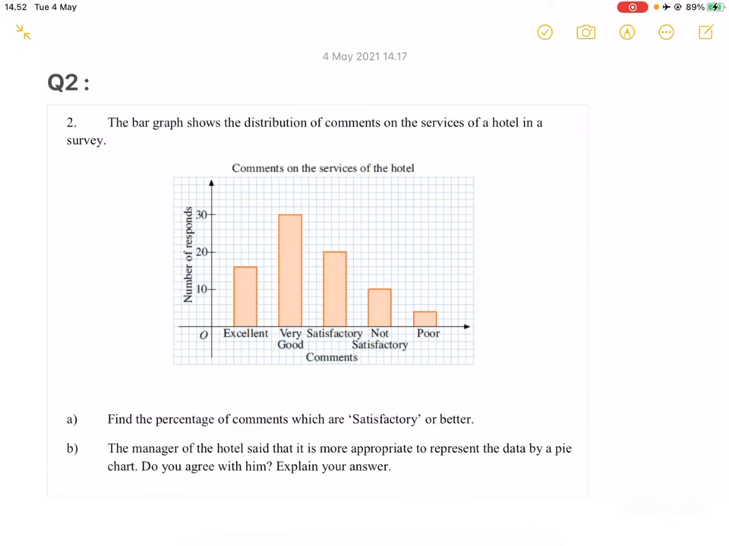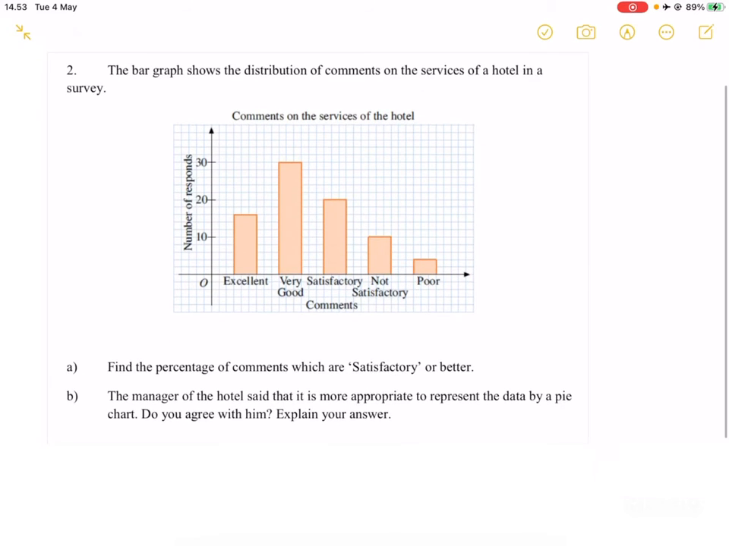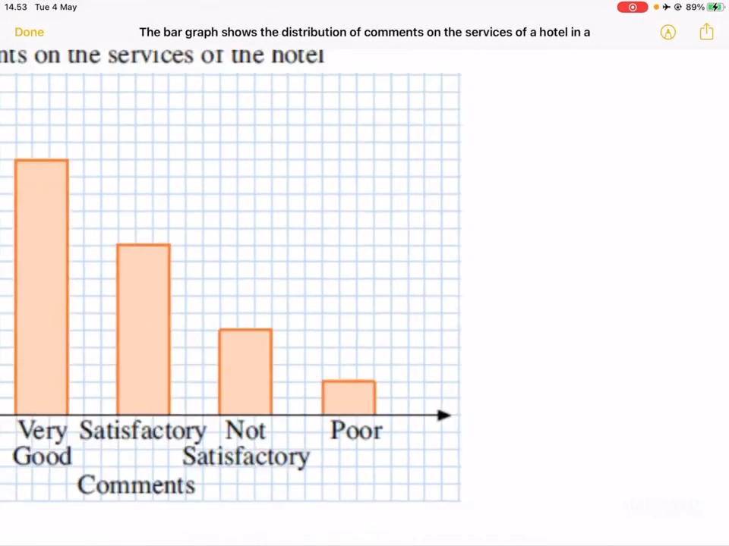Here's question 2. The bar graph shows the distribution of comments of the services of a hotel in a survey. So usually in hotels, people would give reviews to what they think the service of the hotel is for them. So as you can see, there's comments right here. So it ranges from excellent, which is very good, to poor, which is not so very good.